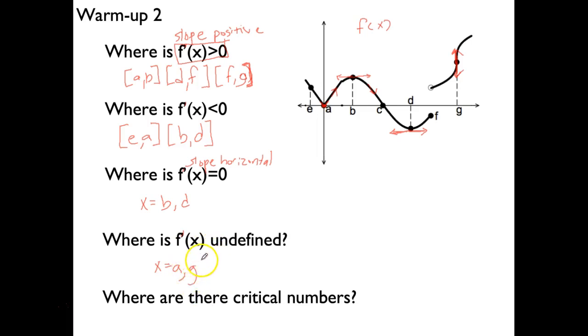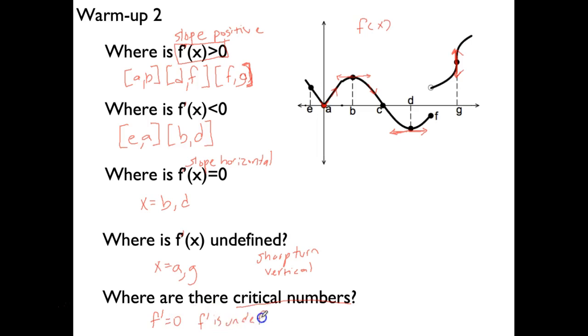Okay, so those are all the undefined slopes, places where you have a sharp turn and places where it's up and down. Okay, so where's the slope undefined? Anywhere where there's a sharp turn or vertical. Okay, next thing here, where are there critical numbers? Critical numbers is what we're talking about today. A critical number is where the derivative is either equal to 0 or where the derivative is undefined.